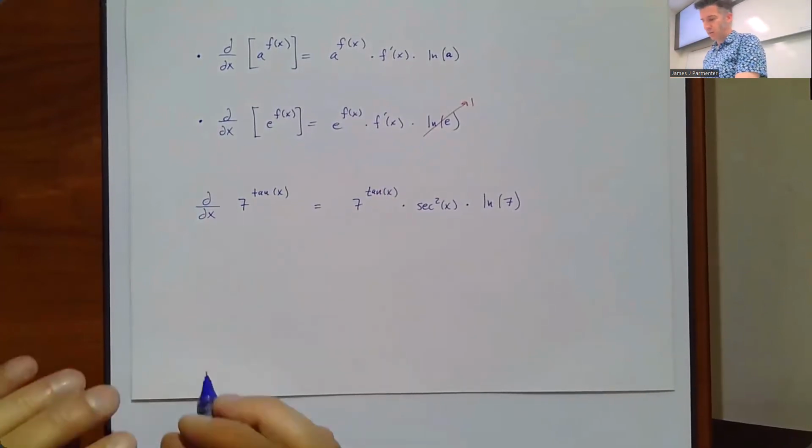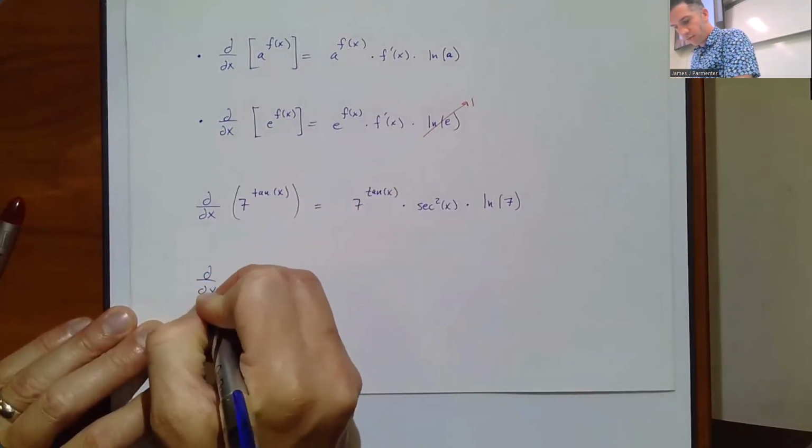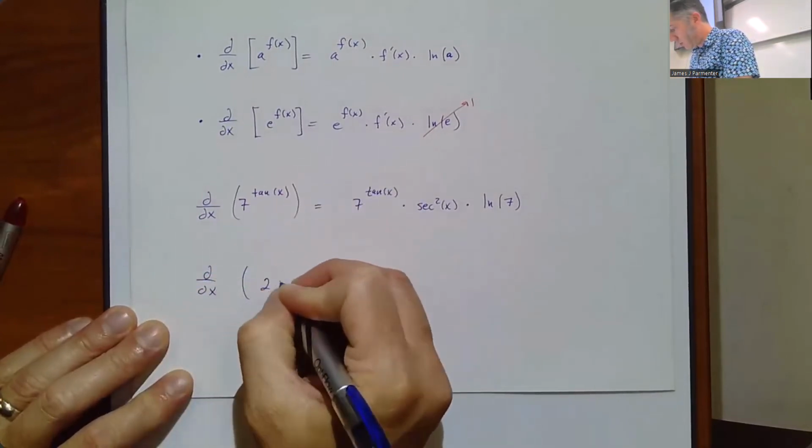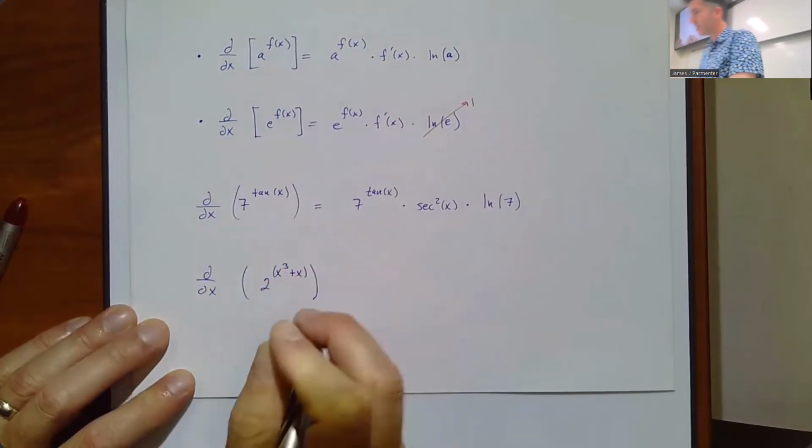So you also try this one. Find the derivative of 2 to the x cubed plus x. Try that one.